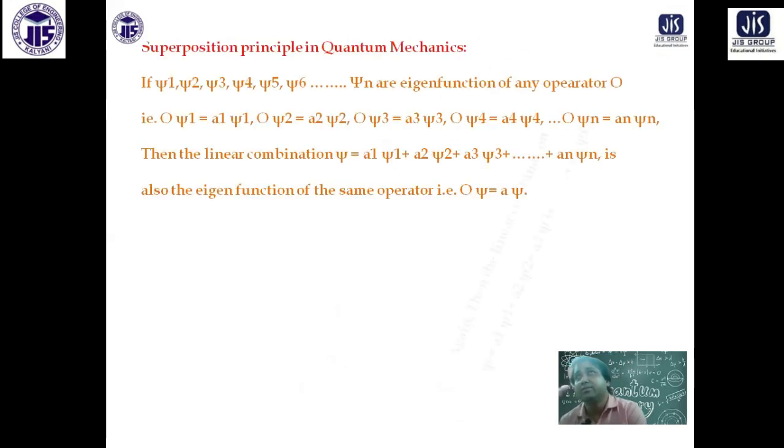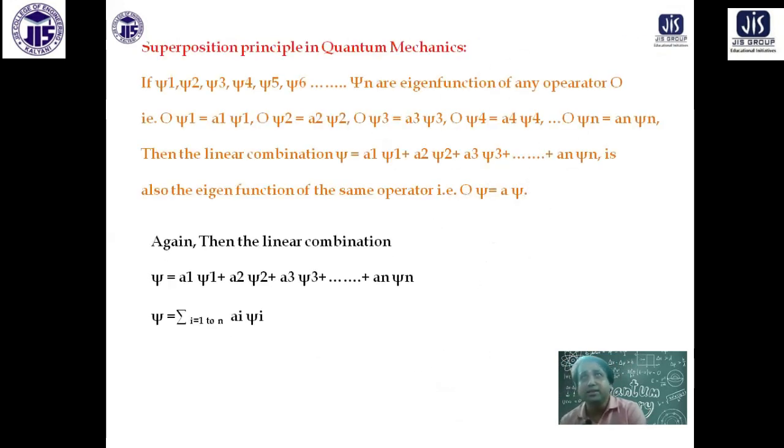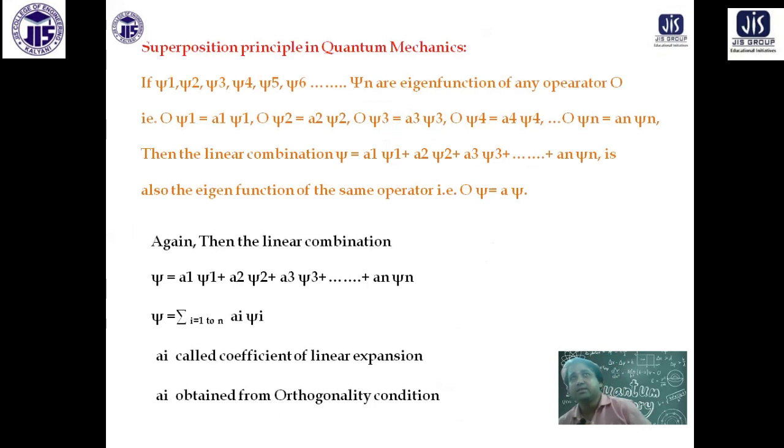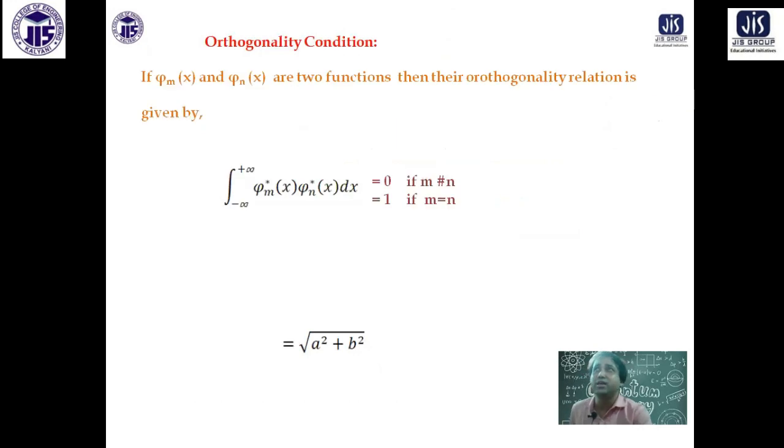And after that, if you progress a bit, I can write down this equation in this way. If psi1, psi2, psi3, psi-n all are eigenfunctions of the operator O, their linear combination a1 psi1 plus a2 psi2 plus a3 psi3 plus an psi-n, this summation is also an eigenfunction of the same operator, where ai is a coefficient of linear expansion. Okay, you can get ai by using the orthonormality condition that is presented on the screen, the conjugate of the first function and the second function.